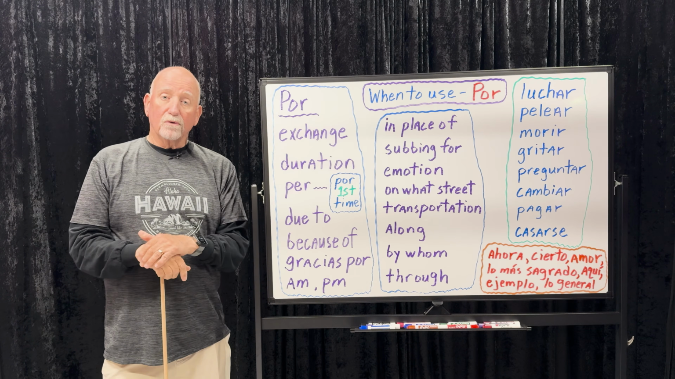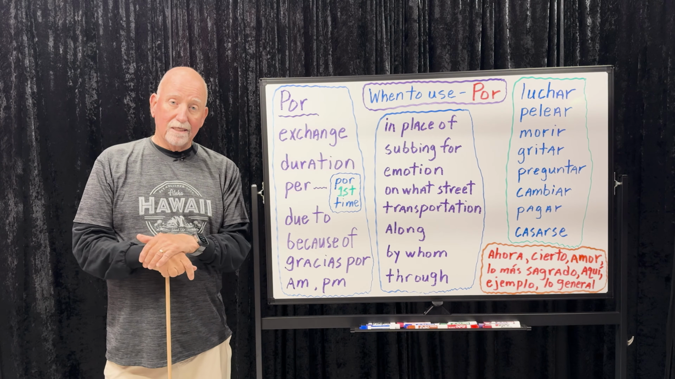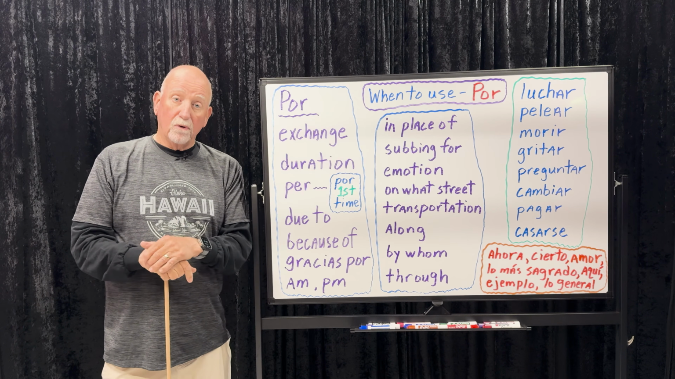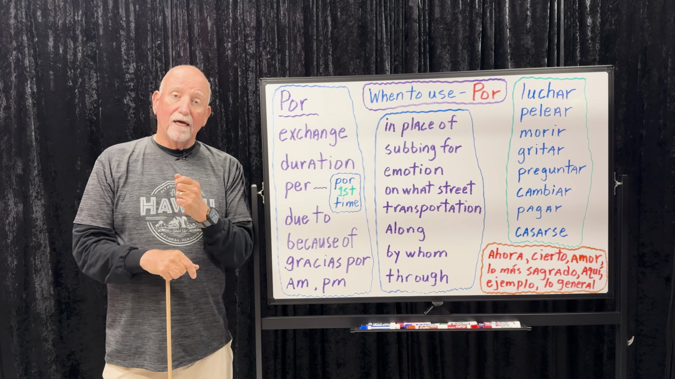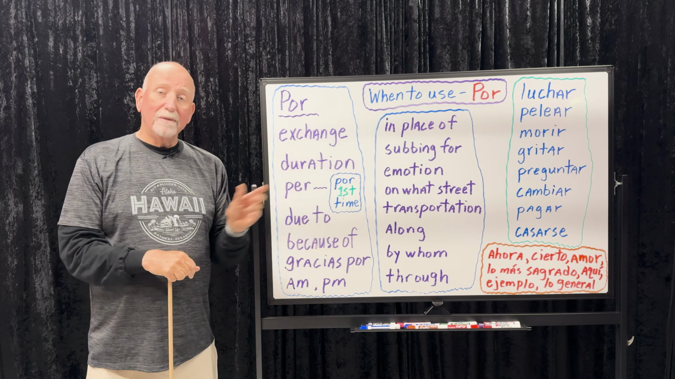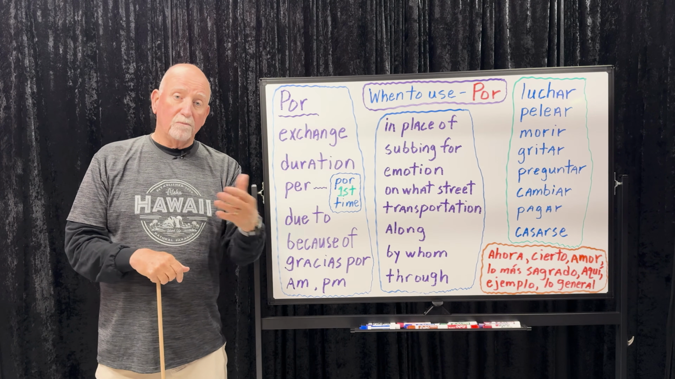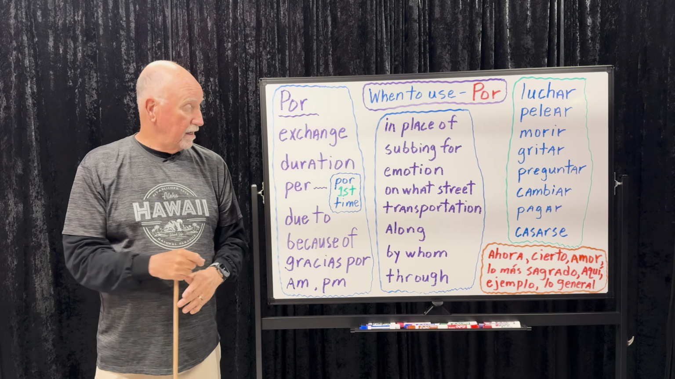Duration of time. For an hour, por una hora. For 10 years, por 10 años. We lived there for 25 years. Vivimos allí por 25 años. Por un momento, just for a moment. Por mucho tiempo, for a long time. Por poco tiempo, for a short amount of time.